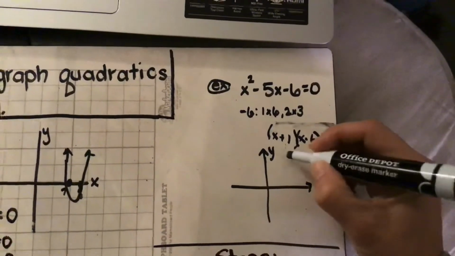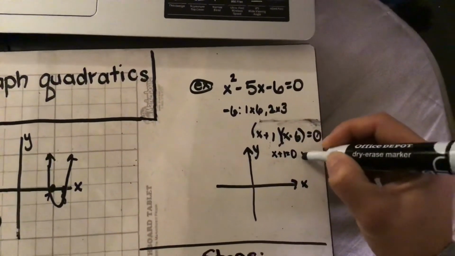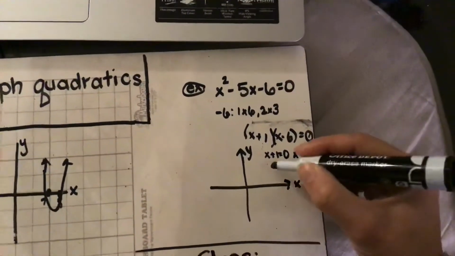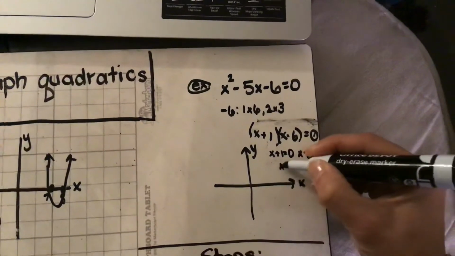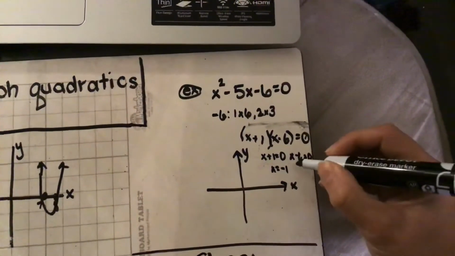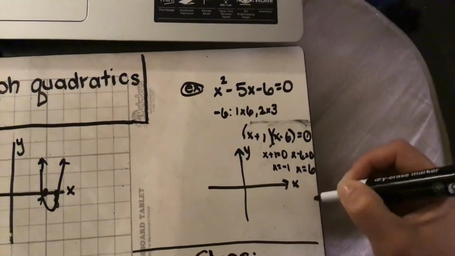So I'm going to set x plus 1 equal to 0 and x minus 6 equals 0. To solve this, I'll subtract 1 from both sides. X is going to be equal to negative 1. I'll add 6 to both sides. X is going to be equal to positive 6.